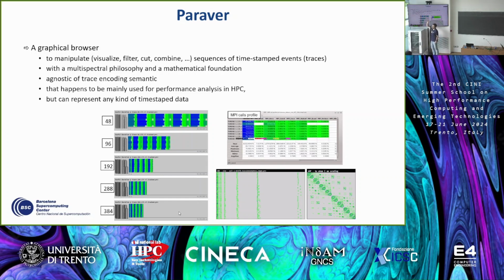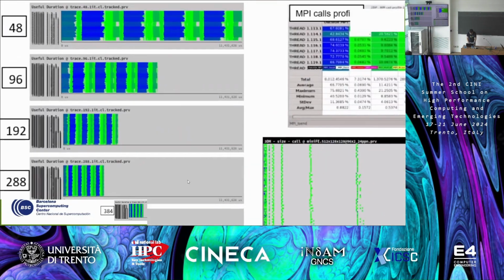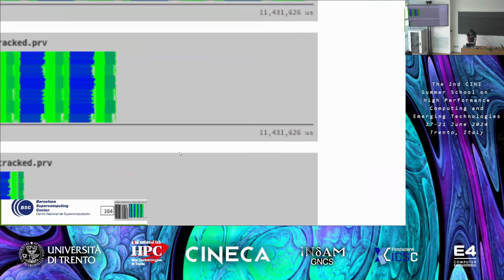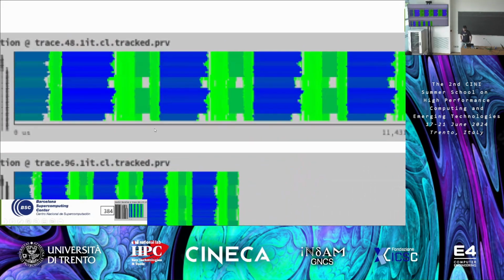I mean, you see that there are phases of your code. Here you can see that some things are lasting less than the other blue, right? So you can start digging into your execution with this kind of tool.